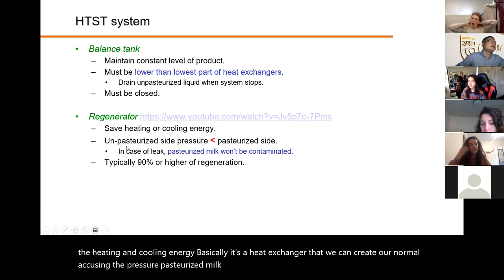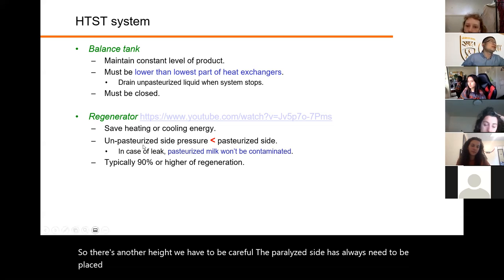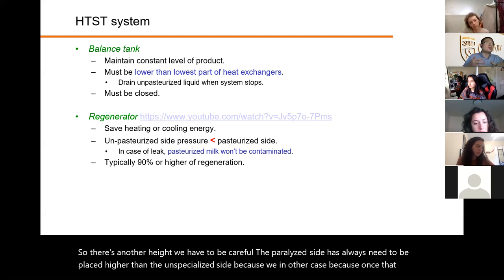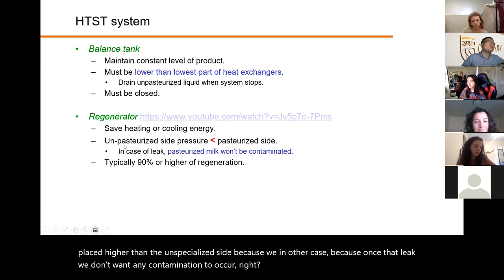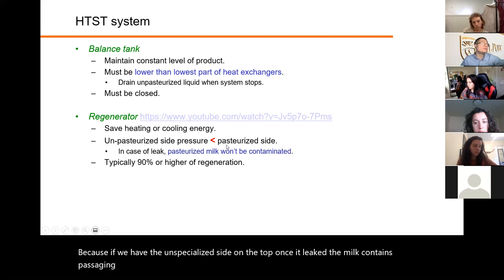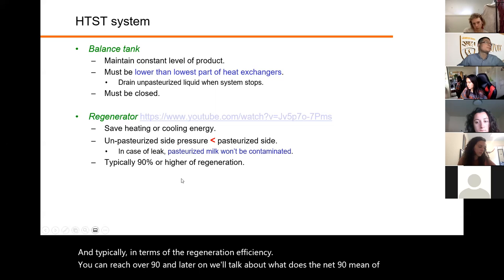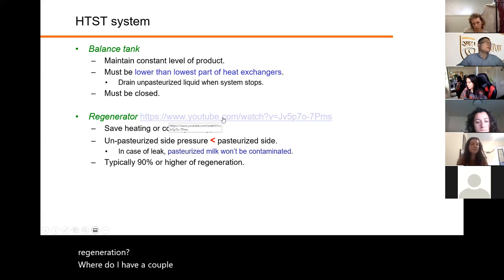Okay, and there's another height we have to be careful about. The pasteurized side always needs to be placed higher than the unpasteurized side, because once it leaks, we don't want any contamination to occur, right? If we have the unpasteurized side on the top, once it leaks, the milk containing pathogens will drop on the tube of the pasteurized side, and that can cause potential contamination. And typically, in terms of the regeneration efficiency, we can reach over 90%. And later on, we'll talk about what that 90% means for the regeneration. Okay. We'll do a couple of calculations.